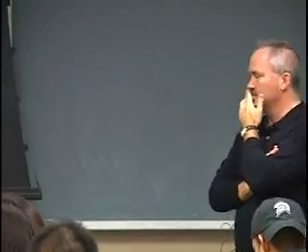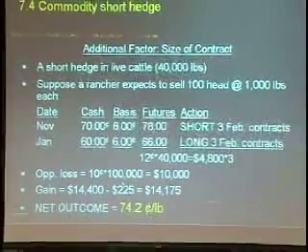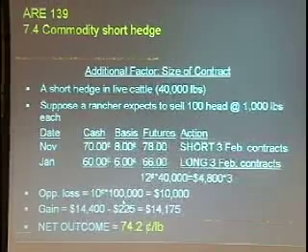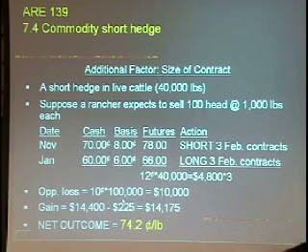Thanks. Your cash price in January is 60 cents a pound, and then times that by 100,000 pounds, so that's 60,000. And you add your gain, which is 14,175, and that gives you 74,000, and divide that by 100,000 pounds. Exactly. Thank you. Does that make sense?